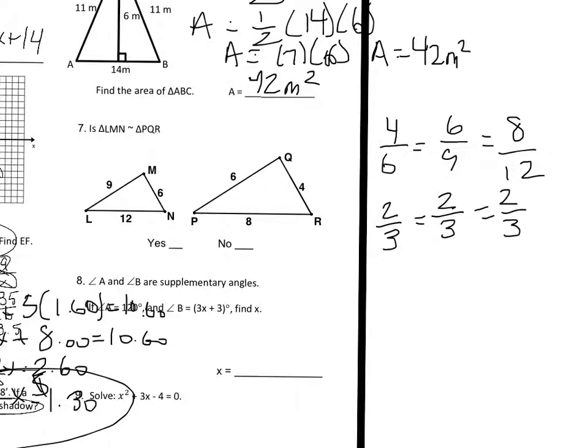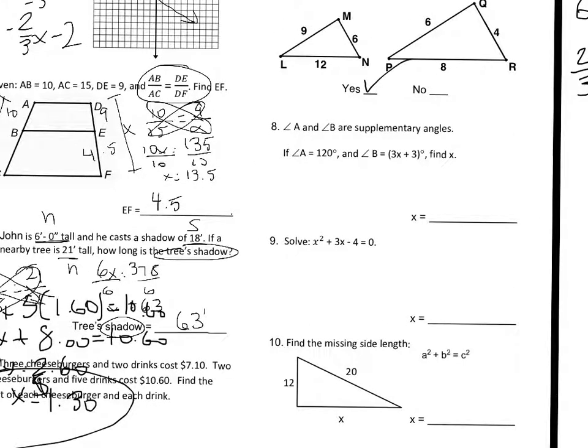Because they are proportional, all three sides are proportional. I know the side lengths must be proportional right there. Next one, supplementary. Remember there's two parts, complementary and supplementary. Supplementary means 180, so I need to add them up and set them equal to 180.